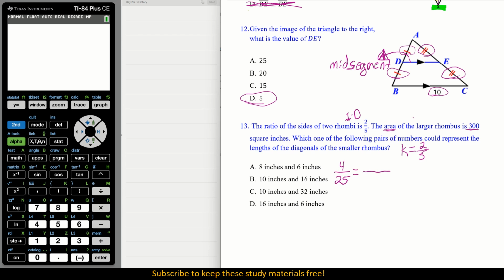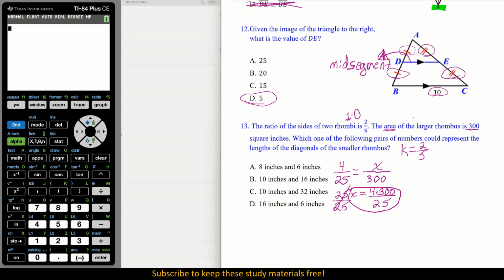And we're going to set that equal to, okay, the larger rhombus of the two rhombi is 300. And we are just going to call the smaller area x, okay? So we have 25x equals, well, I'm going to go ahead and just leave that as 4 times 300. Divide both sides by 25. That cancels out. And then this is what I will use, okay?